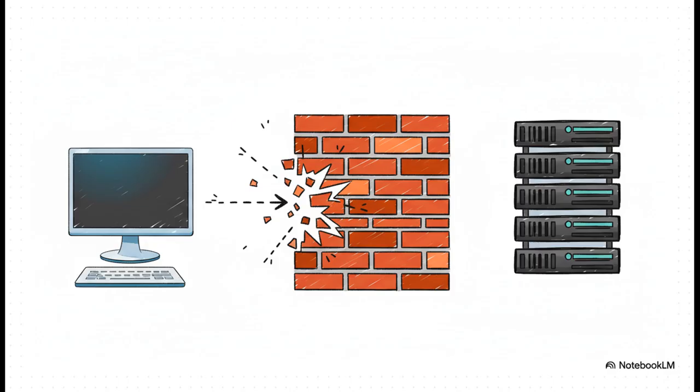By default, web browsers will block a web page from making requests to a different origin. In this case, your front end on port 3000 and your back end on port 8000 are seen as two different places, so the browser just says nope and blocks the connection to be safe.